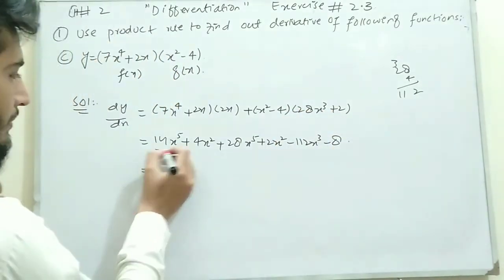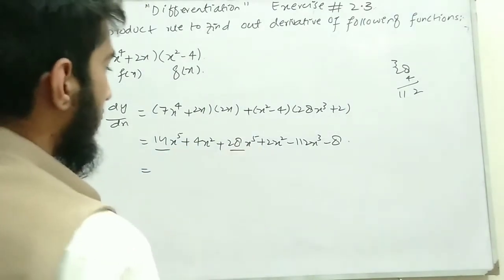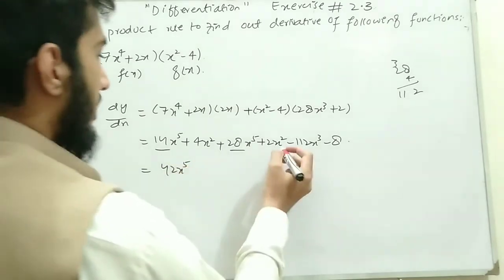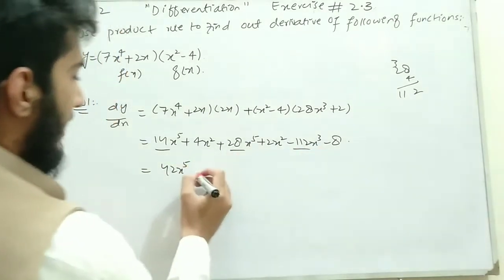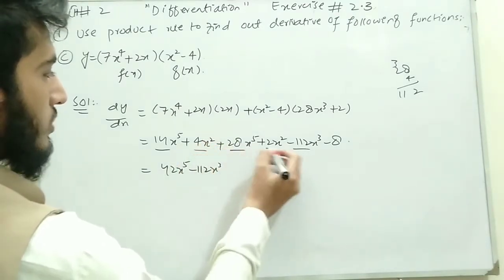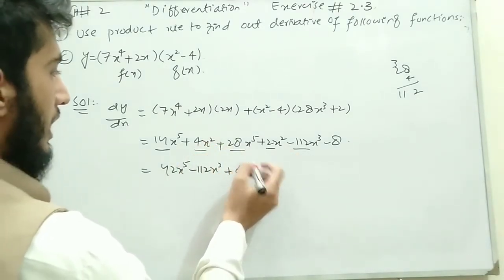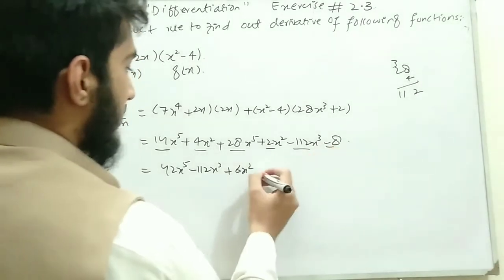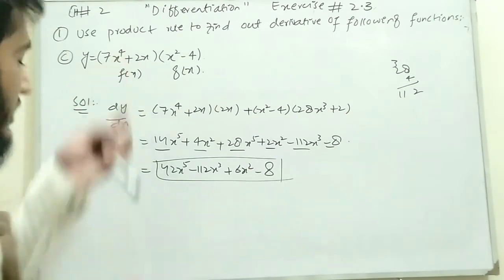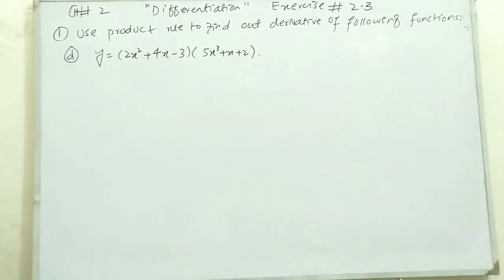Now after simplification, 14 plus 28 gives us 42x^5, and after this our lowest degree will be minus 112x^3, and after this the lowest degree is 4 plus 2 gives us 6x², and after this we are left with just negative 8. So this is the required derivative of the product of the two given functions for part C. Now move toward part D.